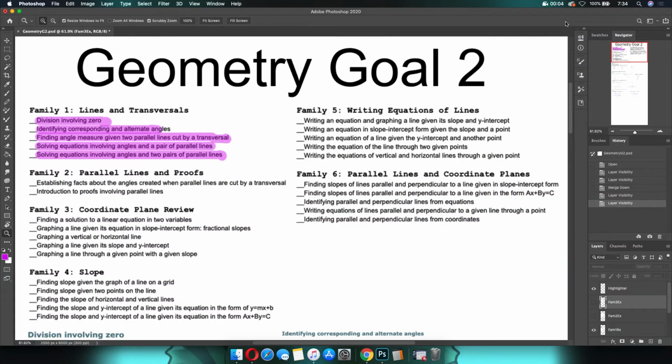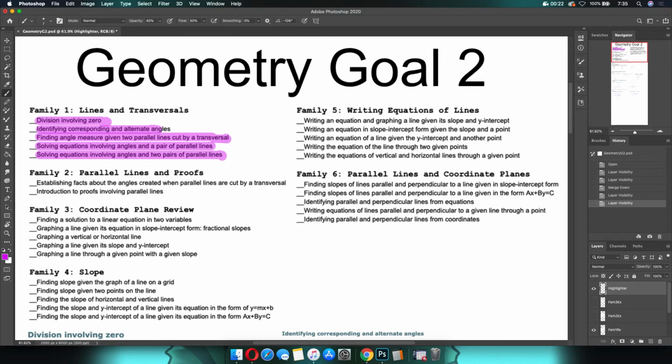We are now starting video tutorials for Geometry Goal 2, infinitely smaller than Goal 1. Huzzah, happy days. What we're going to be looking to be doing now is getting ourselves set up. There are a few basic things to get you guys comfortable with, and then we're going to start getting into the meat of the chapter.